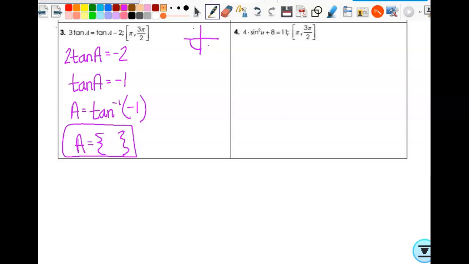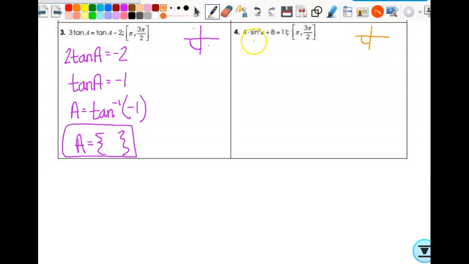Okay, so number 4. 4 sine squared u plus 8 equals 11. So usually when you have a quadratic, you want to set it equal to 0, but that's not how you solve every single one of them, and that's actually not going to help us here, so I'll just tell you that up front. We are going to go from pi to 3 pi halves. So same thing, just third quadrant here.